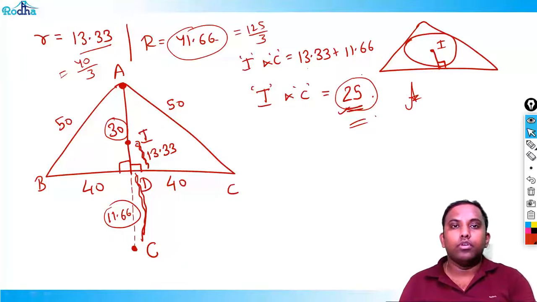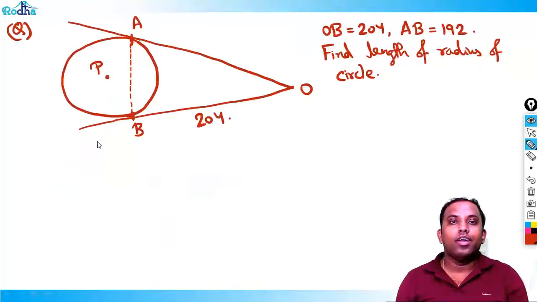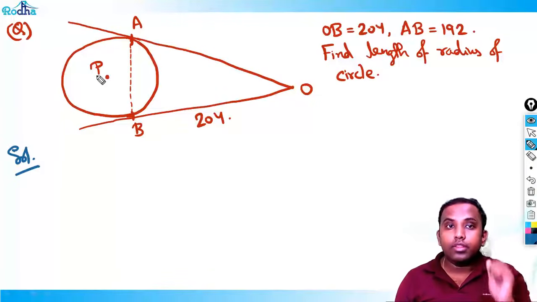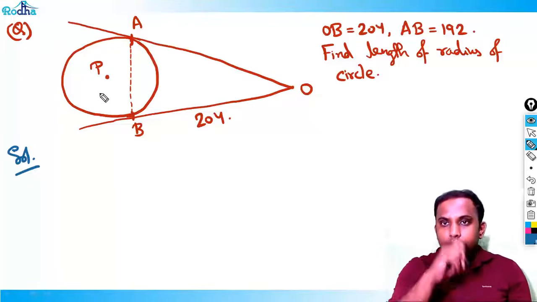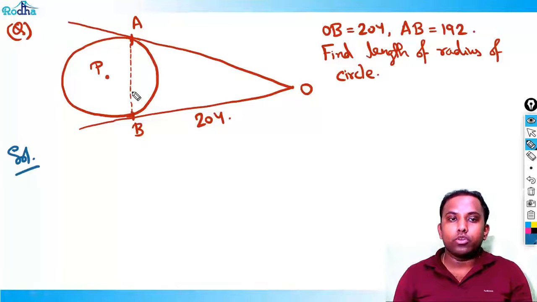Now we'll do the next question. In this question, OA and OB are the tangents to the circle. OB is equal to 204 and AB is equal to 192. AB is a straight line joining the points of contact of the tangents. We need to find the length of the radius of the circle.